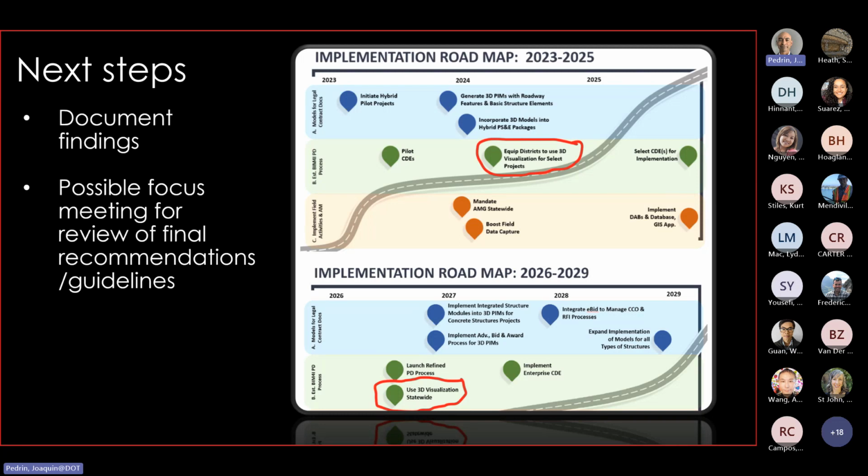So our next steps, we're going to document what we've talked about over the past 6 months. It'll probably just be an email out to the original task force members, and then possibly have our last meeting, which would be a focus meeting for task force members, just to go over the findings if there are any questions about that. So we'll see how that plays out. That's where we're at. We finished up and we're 1 minute over.